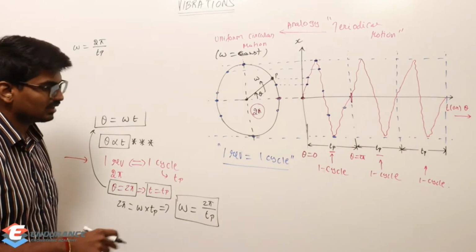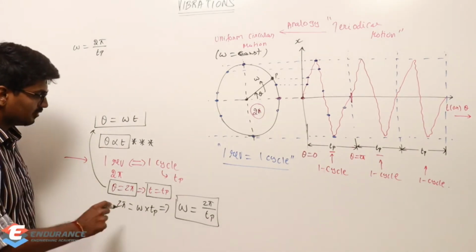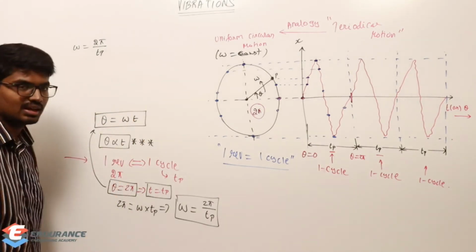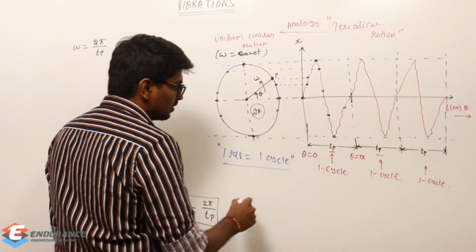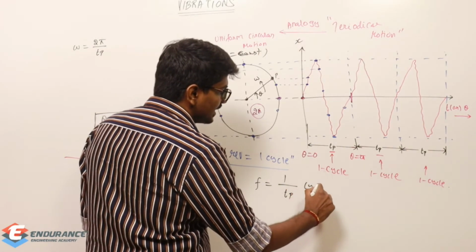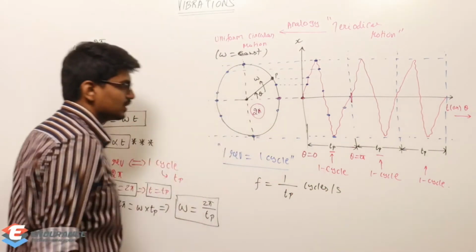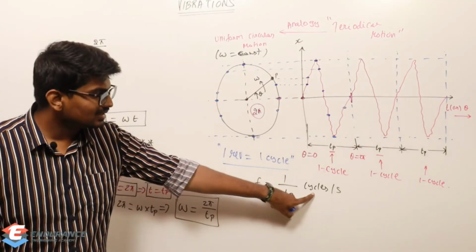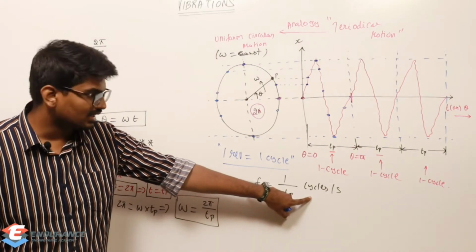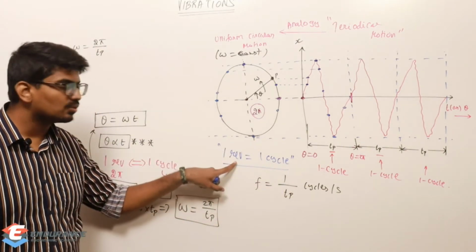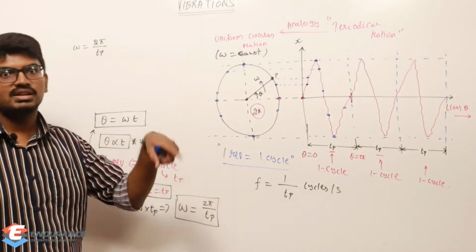I'll come to it. But before that, the same conclusion which we got from theta is equal to omega t, I can get from one more way also. What is that? F is equal to 1 by Tp, right? Tp cycles per second. So how many cycles is it covering in 1 second? Now for covering one cycle, how much revolution is it? See, I can replace one cycle in terms of one revolution. One revolution means 2 pi radians.